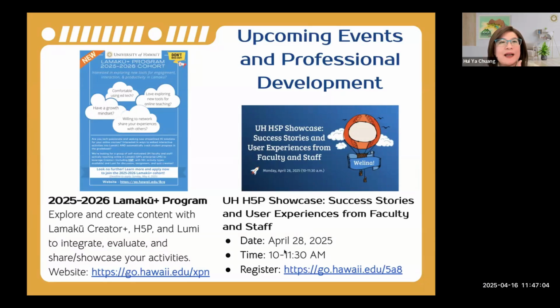And we like Kahelani to share, and Kahelani and Anushka, they're both in the H5P cohort before. So we have an upcoming cohort, the 2025 and 26, called the Lamakū Plus program, because they're going to include not just H5P, but also Creator Plus and Lumi in this cohort. And we'll post a link in the chat if you're interested in signing up for this cohort.